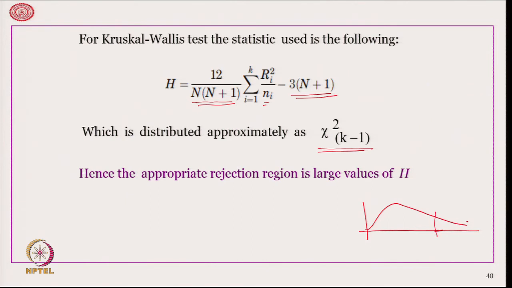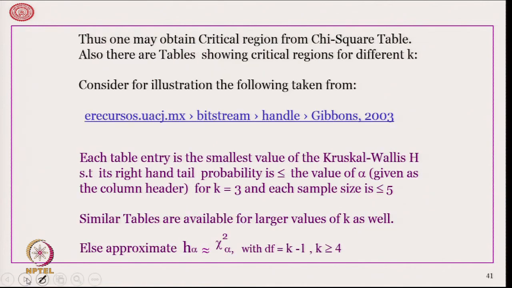That is also intuitively clear, because somewhere we are looking at R i minus the expected sum of rank, whole square. So, if that value is too high, then we are going to reject the null hypothesis. Thus, one may obtain the critical region from the chi-square table. Also, there are tables showing the critical regions for different k. Kruskal-Wallis tables are available. Consider for illustration the following taken from this source.